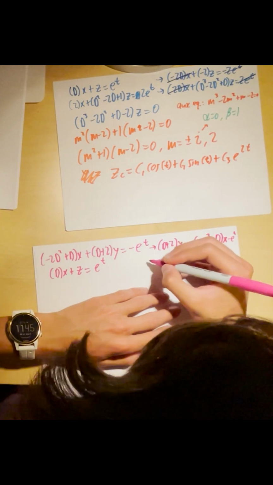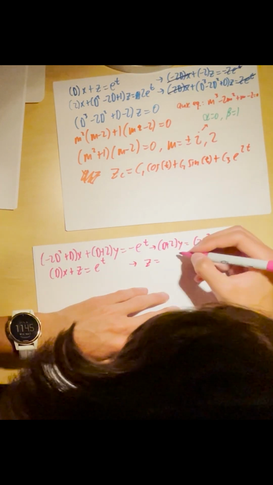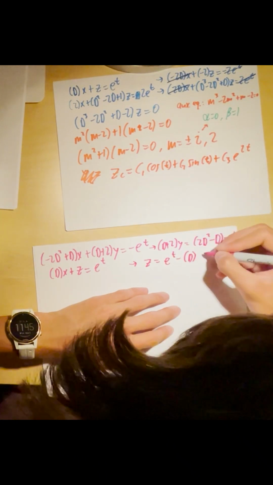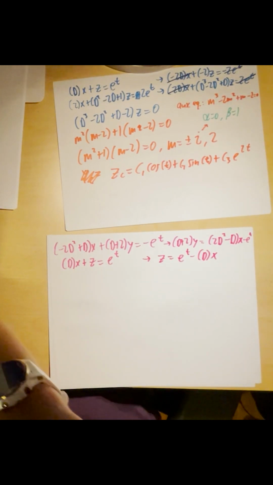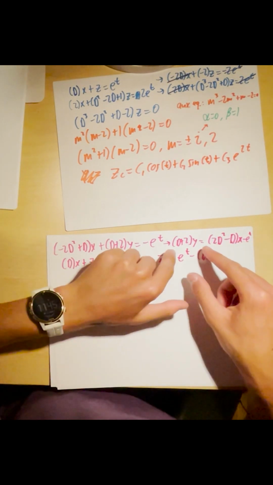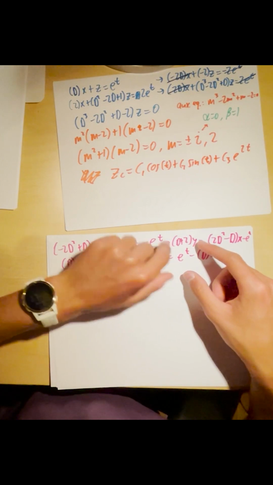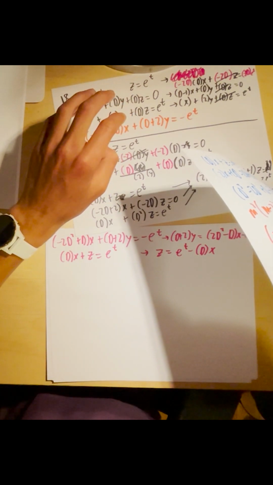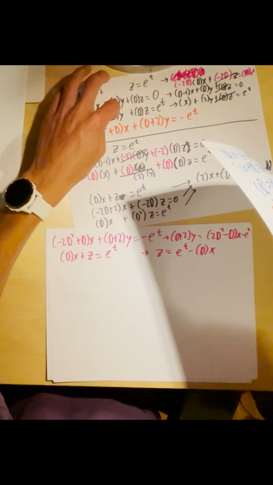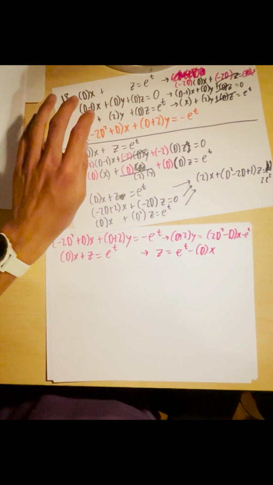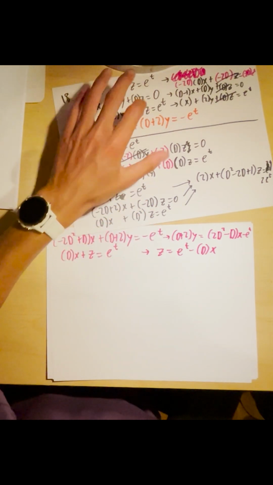Same thing over here. C equals e to the t minus d operating on x. Now we have to manipulate these so that what's in front of this y matches what's in front of this y right there, and what's in front of this y. So whatever's in front of this y has to match that y, and then whatever's in front of this z has to match that z.